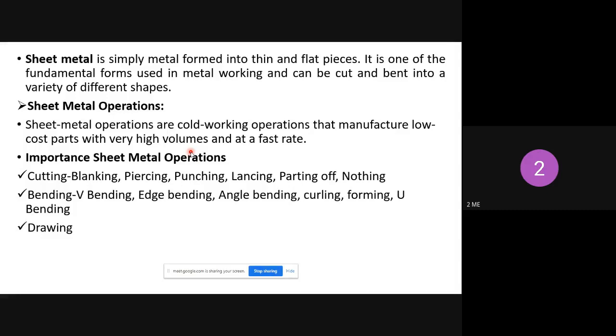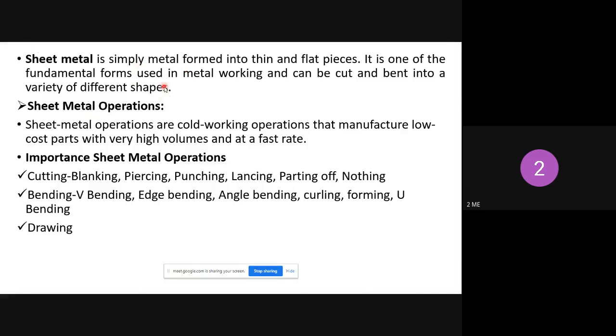So sheet metal is simply metal formed, also one of the forming processes, into thin and flat pieces. It is one of the fundamental forms used in metalworking and can be cut and bent into a variety of different shapes. So we can cut that sheet metal, bend it, and convert it into different shapes, or give it different types of designs. So that is sheet metal.